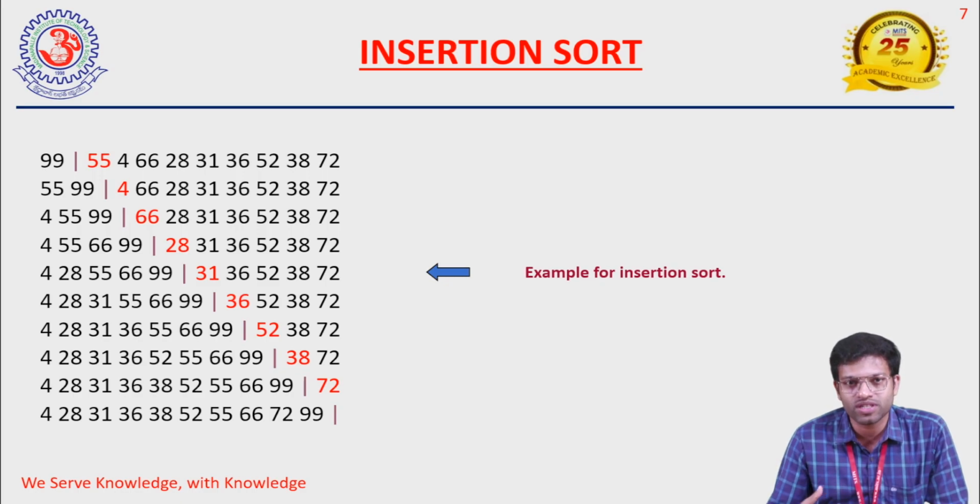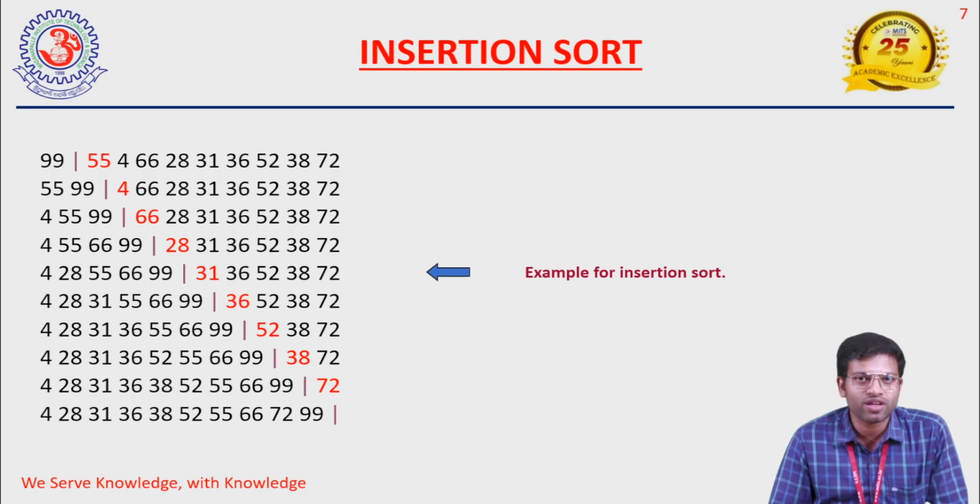And moving towards the next iterations, we'll be considering all the numbers like 66, 28, and whenever we get a new number, we'll be placing it in the first array at the exact place. And finally, we'll be getting the sorted array in the first array. So that's what you are seeing at the bottom. 4, 28, 31, 36, in the sorted way, you will be getting the numbers. So this is all about the insertion sort.